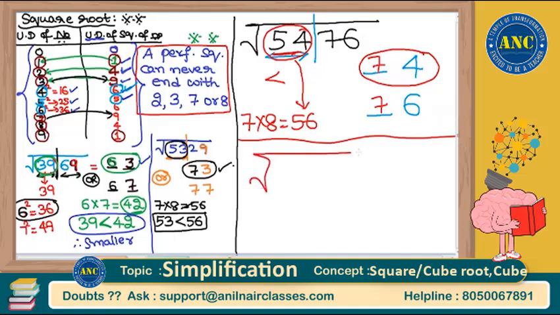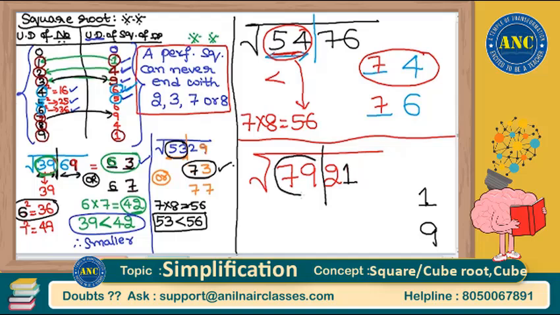I don't think my student deserves a pen. I am writing just for you to explain and understand. Square root of 7921. Make a group of 2 digits ending with 1. Answer should end with 1 or it should end with 9, right? Now tens place, 79 lies between 8 square 64 and 9 square 81. Smallest is 8 square 64, so it should be 81 or 89.